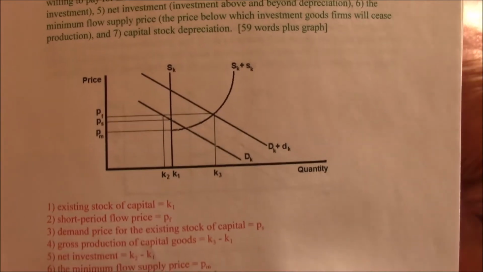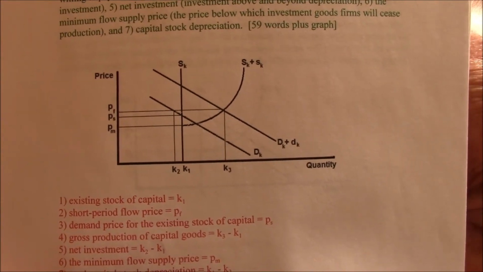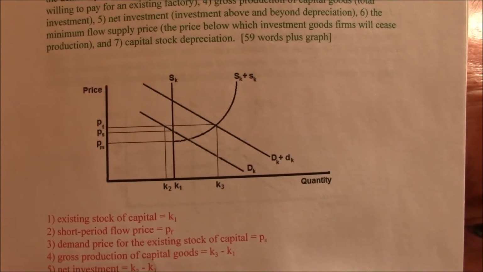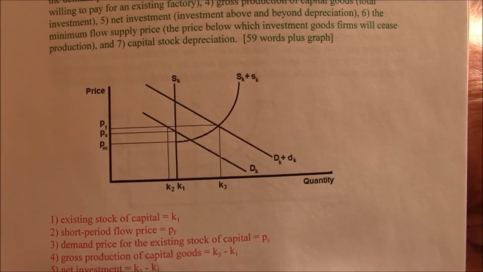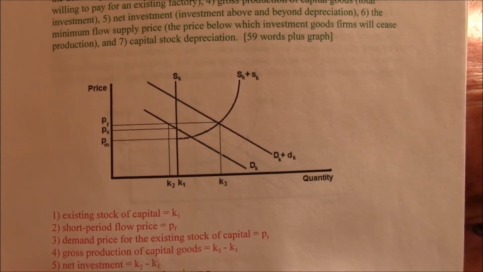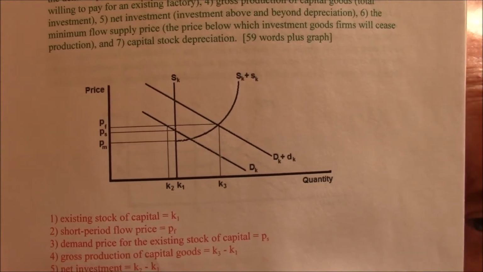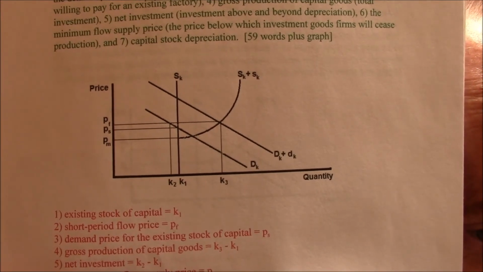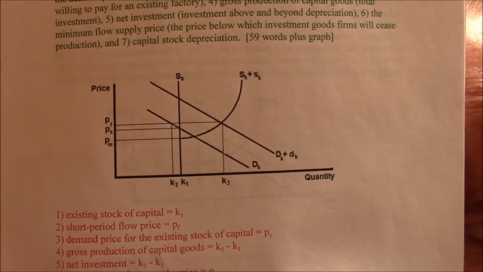Now, we still have positive gross investment. Positive gross investment was K1 to K3. That's how much investment there was. But K1 to K3 was insufficient to replace all of the worn out capital. To replace all of the worn out capital, we would have had to replace K2 to K3. We only replaced a portion of that.